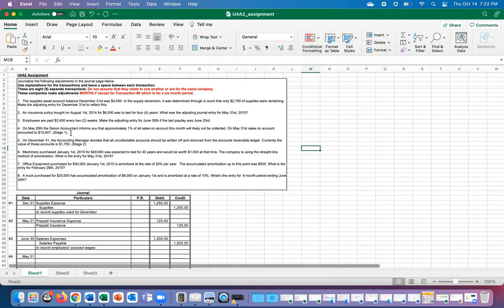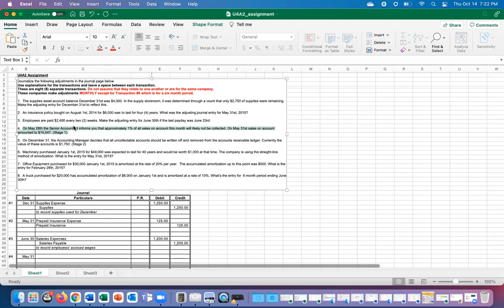So the first one is transaction number 4. On May 28th, the senior accountant informs you that approximately 1% of all sales on account this month will likely not be collected. On May 31st, sales on account amounted to $15,547. All right, so for this one, what we're going to do is figure out how much of the money that is owed to us, or the amount that's in our accounts receivable, is not going to be collected, or that we don't think we're going to get.